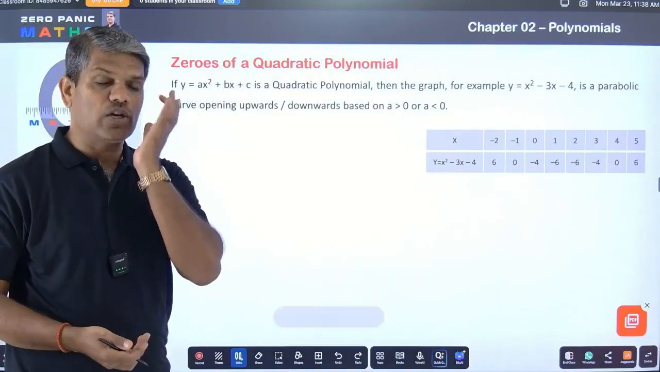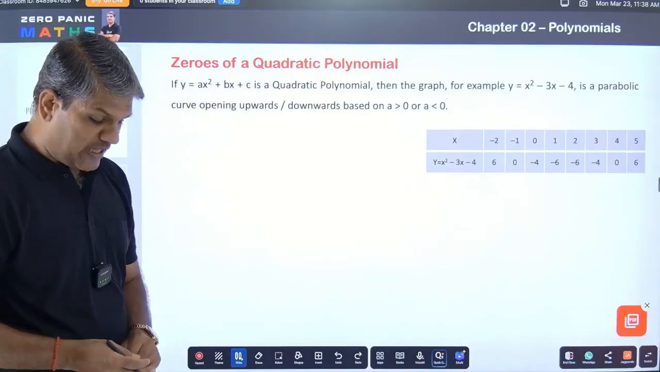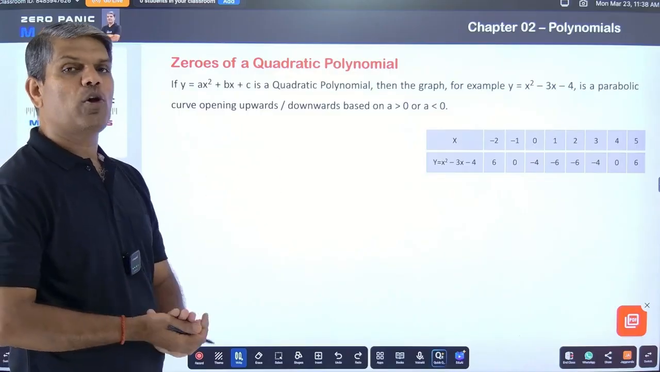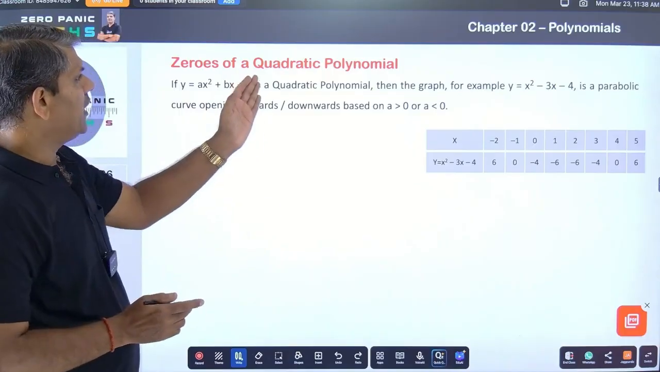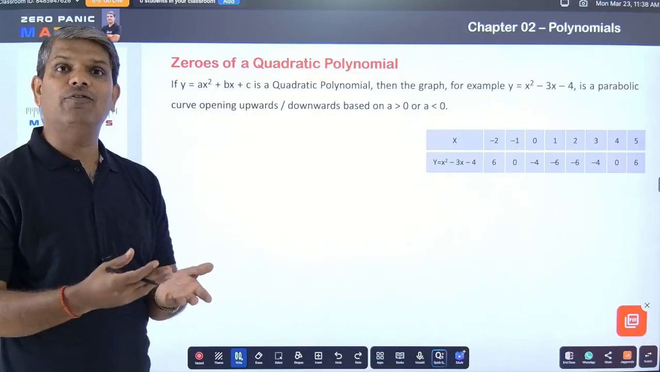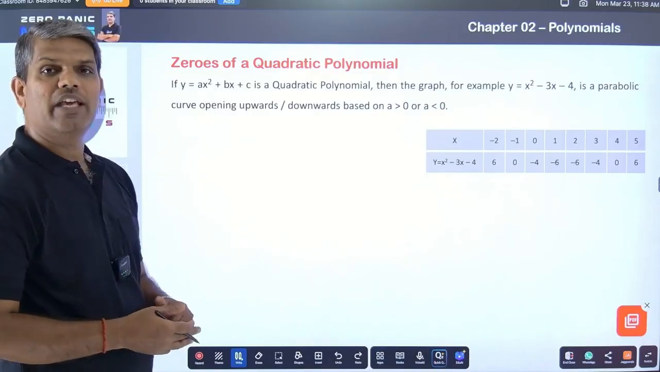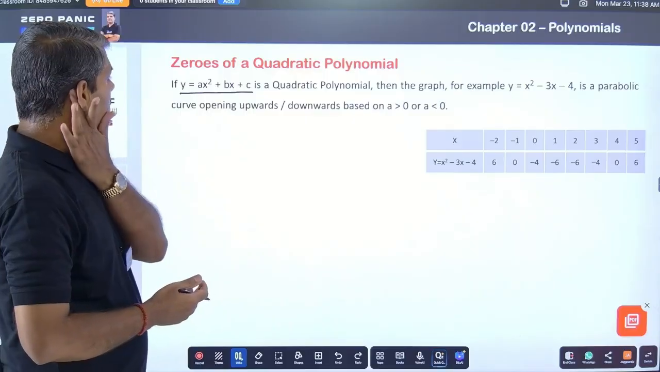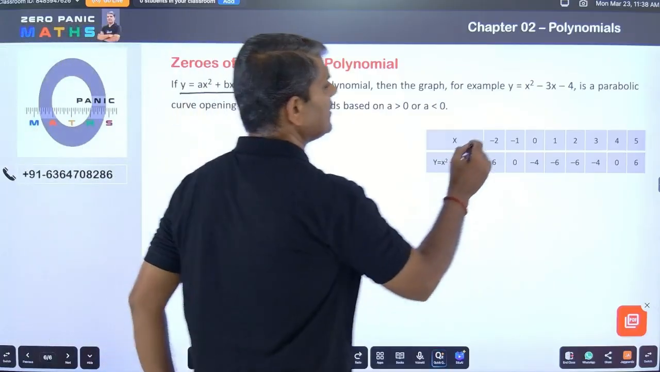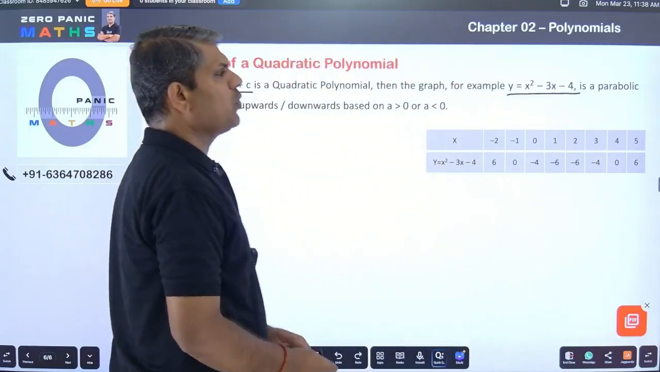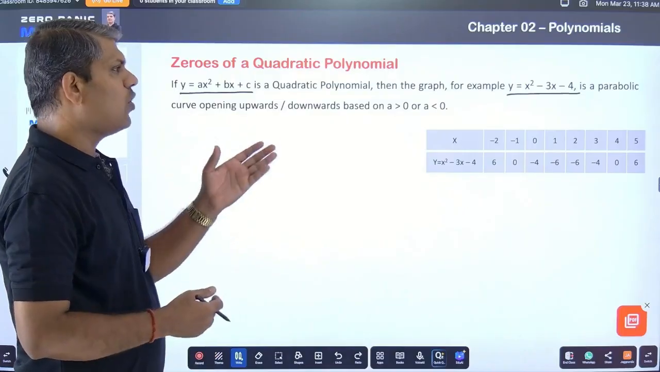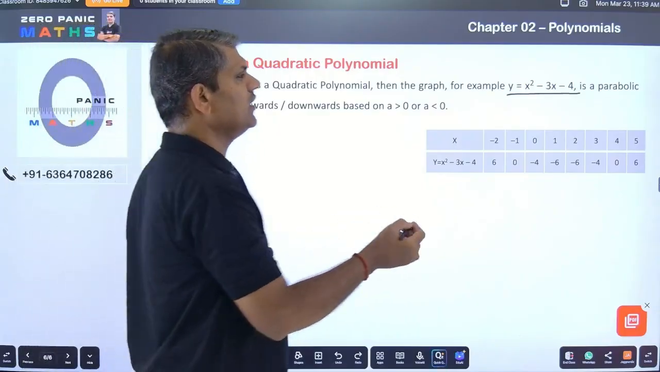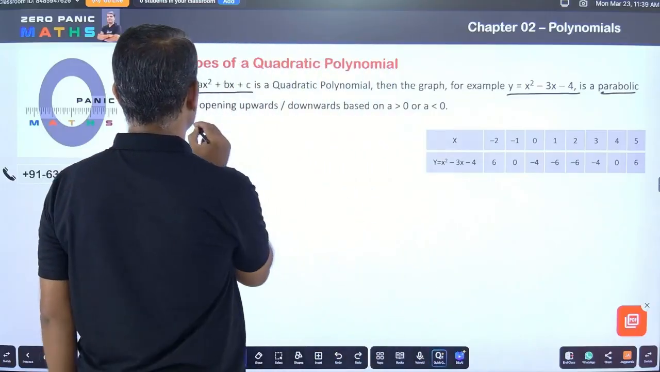The zero of a quadratic polynomial. In the same way that we found the zero of a linear polynomial by the graphical method, we have to find the zero of a polynomial and see how the graph of a quadratic polynomial behaves. Now y = ax² + bx + c is the generic form of a quadratic polynomial that you know already. Let us take the example y = x² - 3x - 4, and that is going to give us a parabolic curve. Let us see whether it gives us a parabolic curve or not.